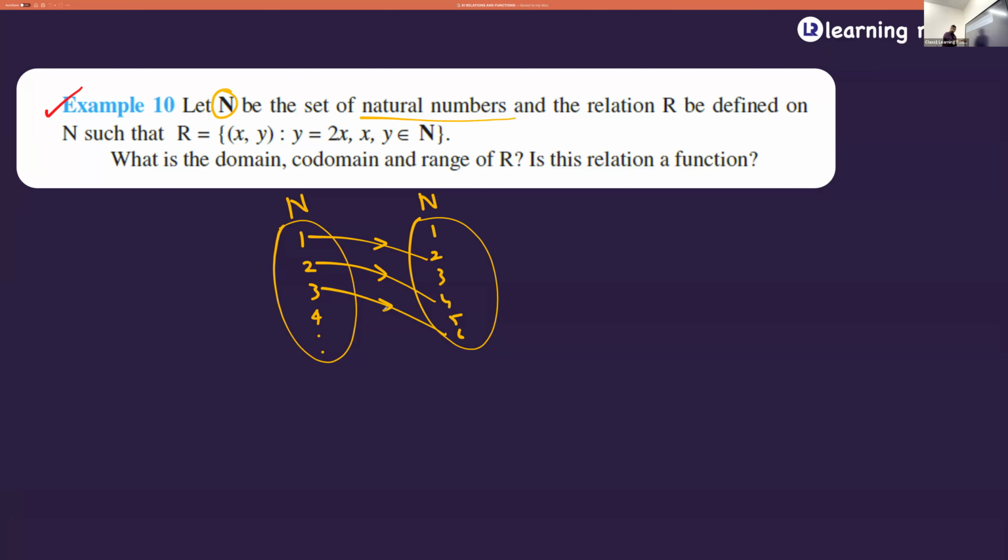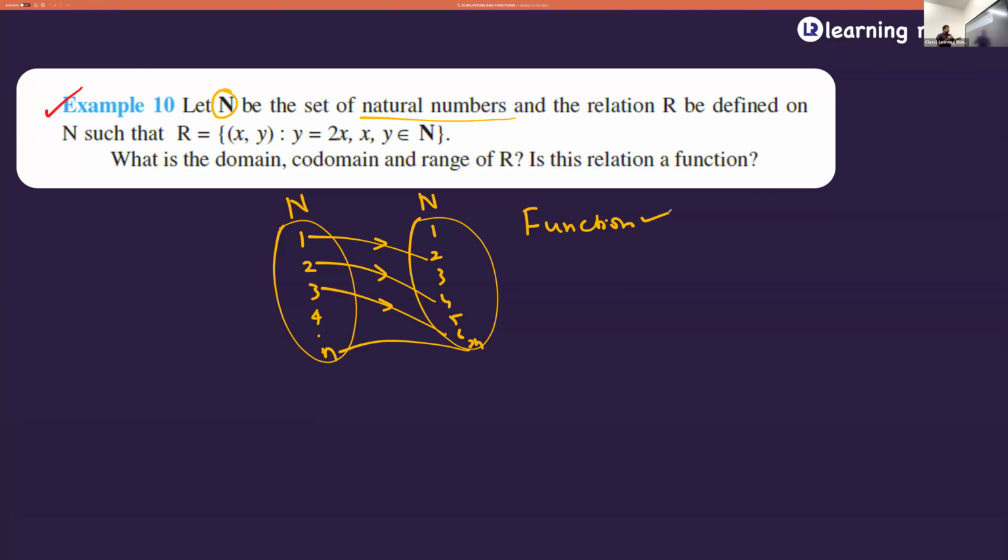Because for every natural number n that you're going to introduce, you will have an image 2n associated with it. So every unique element is having only one image associated. Hence, this is a function. So that's what they have asked here. Is this relation a function? Yes, it is a function.